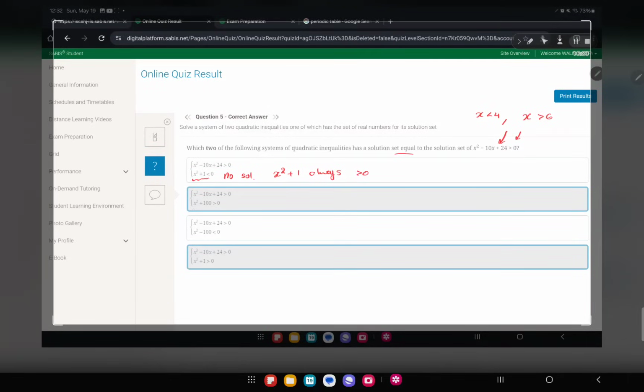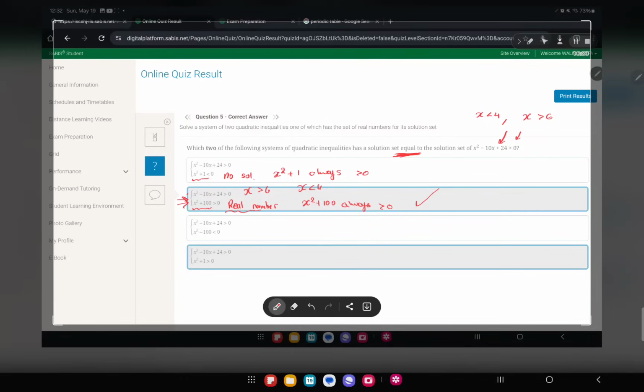How about here? x squared plus 100 greater than 0, right? It's greater than 100 always, right? Real numbers, because x squared plus 100 is always greater than 0. So this one would be correct. So would it be intersecting at x greater than 6 and x less than 4? Obviously, because it's all real numbers, so it would have an equal set. So this system would be true.